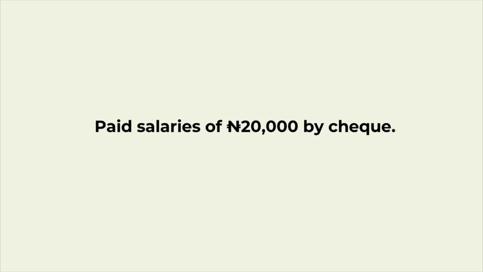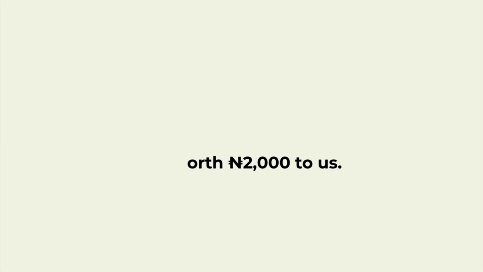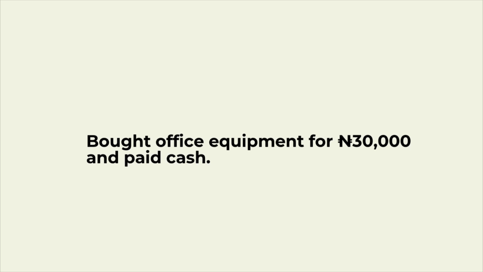So for the next one, pay salaries of 20,000 naira by check. For this, we have salaries and bank accounts. Now, Musa Enterprises return goods worth 20,000 naira to us. For this transaction, we have Musa Enterprises, who is a debtor, and return inwards. Receive 12,000 naira cash from a debtor Ayo. For this, here we have cash and Ayo's account. Next, which happens to be the last one, bought office equipment for 30,000 naira and paid cash. In this case, we have office equipment.